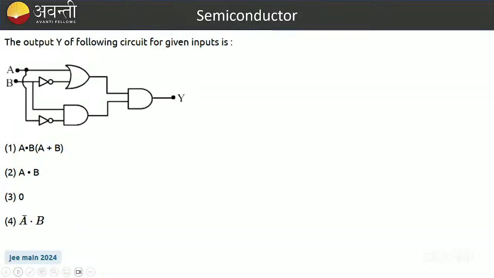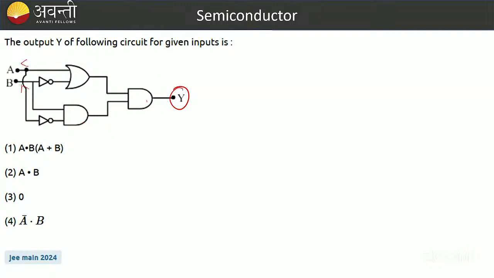Now again, this is the question. The output Y of the following circuit for given inputs is? It seems a very complicated circuit, but it's very easy to understand. Here is AB and here the resulting Y. Now, we have to relate this Y with A and B, how they are behaving.